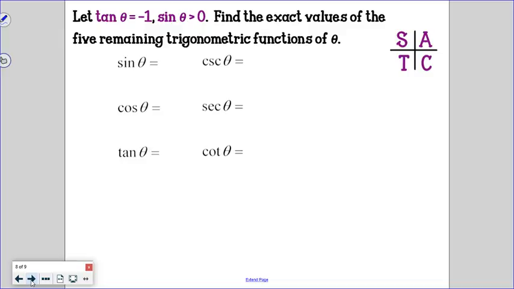It's not. Tangent's negative there, but sine is not positive there. Sine's positive in 1 and 2.